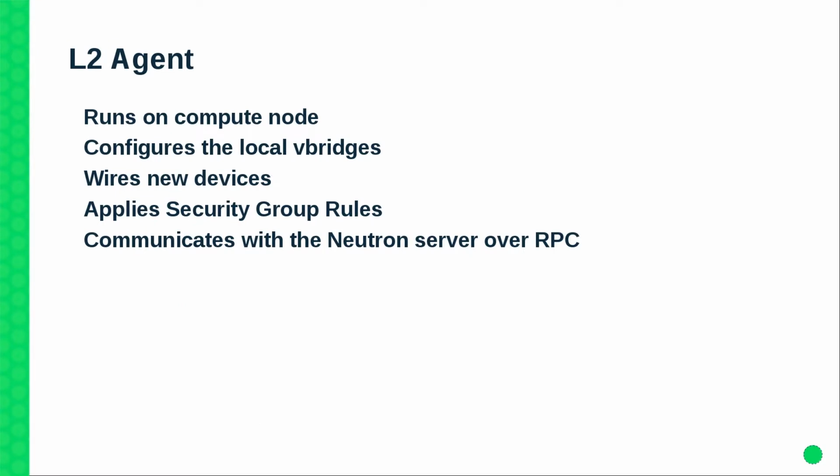So the L2 agent, as I said, runs on the compute node. This is because its main responsibility is to configure the local switches so that the VMs have connectivity. It also applies the security group rules, which are firewall rules, and it communicates all the time with the Neutron server to get the configuration that needs to be applied to the interfaces so that VMs are properly wired.